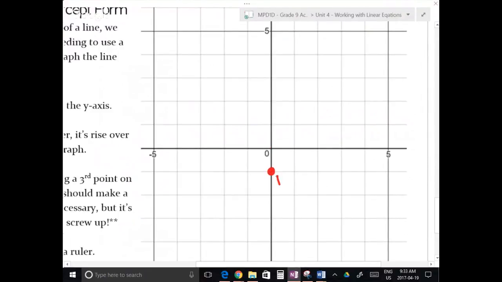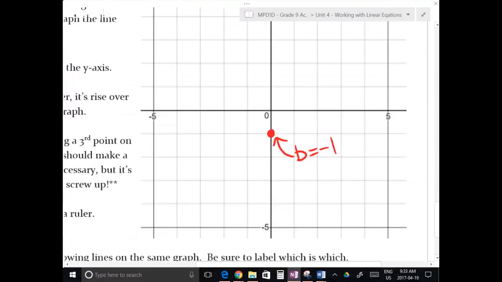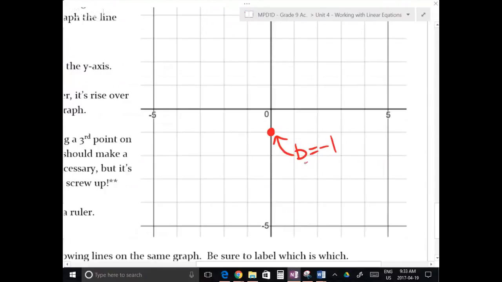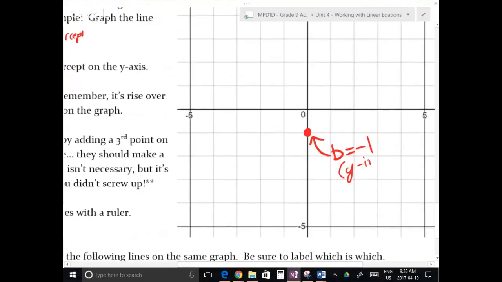Isn't it 1? It's -1, right? Yeah, it's -1. No problem. That's okay. So b is equal to -1. Is the slope positive? Yeah, okay. So that's our y-intercept. That was so easy.